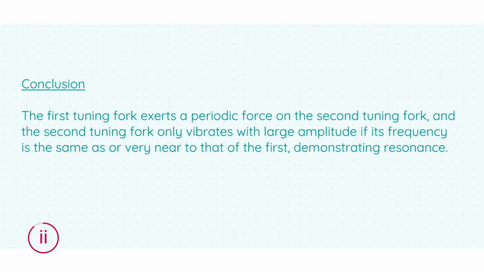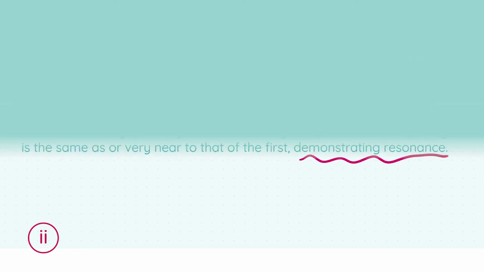The first tuning fork exerts a periodic force on the second tuning fork. And the second tuning fork only vibrates with large amplitude if its frequency is the same as or very near to that of the first, which demonstrates resonance. So you have demonstrated resonance and explained the theory and observation behind it, very similar to the actual definition of resonance, which we looked at in part 1. For this conclusion, or your observations, you'll get 3 marks.